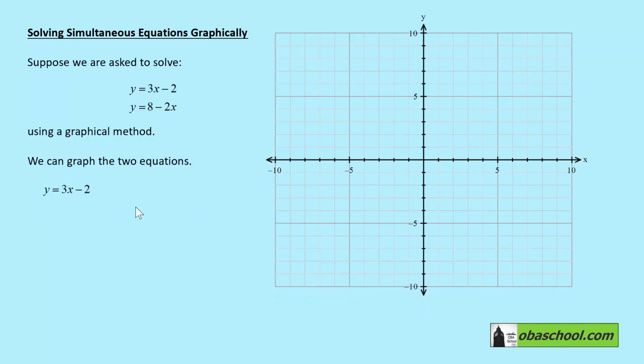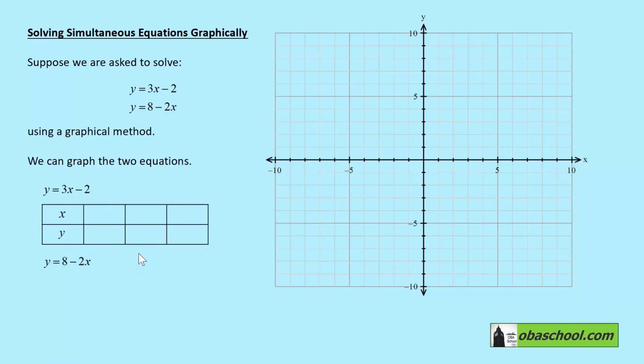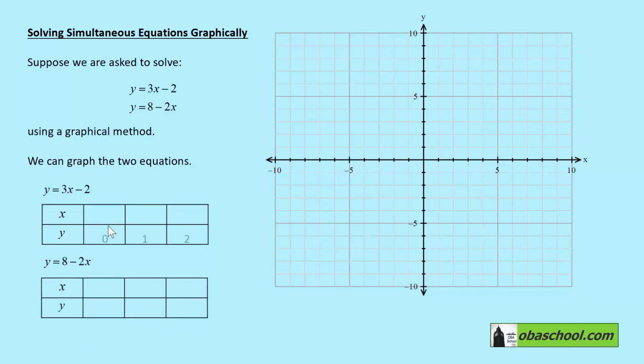So for y equals 3x minus 2, I'm going to have a grid, and then I'm going to have a grid for y equals 8 minus 2x. So here, let's choose the values of x, 0, 1 and 2. We substitute 0 in, 3 times 0 take away 2 gives us negative 2. Then 1, 3 times 1 is 3, take away 2 gives us 1. Then 2, 3 times 2 is 6, take away 2 gives us 4.